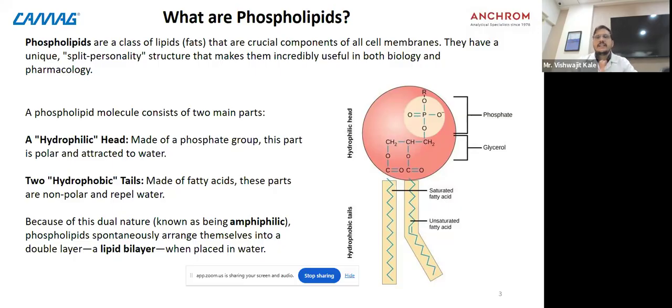Basically, one end is polar and one end is non-polar, which makes phospholipids amphiphilic. This unique amphiphilic nature of phospholipid molecules plays a crucial role and increases their use in different application fields, mostly in pharmaceutical, and it is very useful for drug absorption.